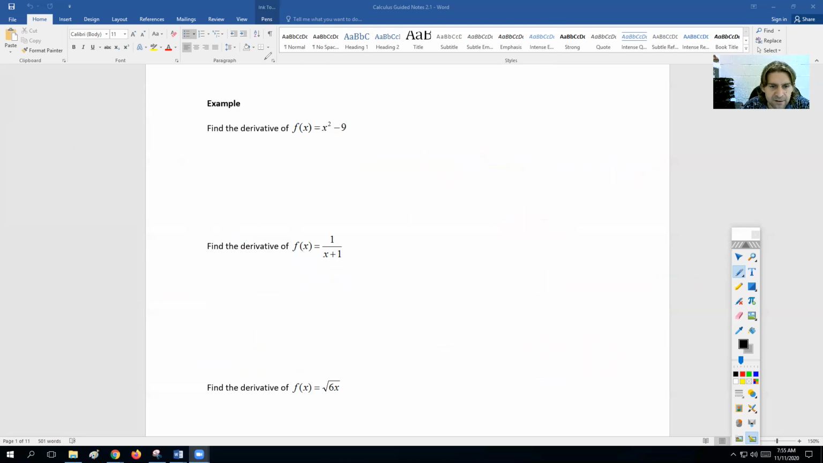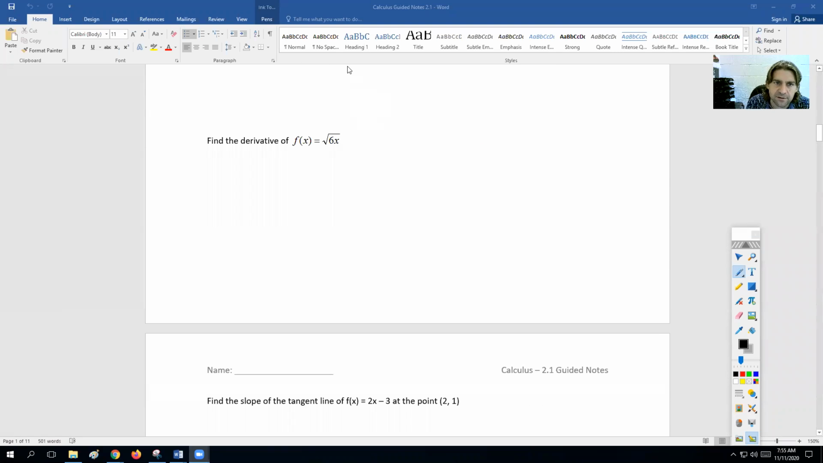All right, next we got a radical here, and we'll have to remember our tricks with the radicals. So let's see, we're going to have the limit as delta x approaches 0 of f of x plus delta x. So this is going to be radical 6 times x plus delta x, minus radical 6x all over delta x. All right, so when we had radicals, we had to multiply by the conjugate. Radical 6 times x plus delta x plus radical 6x on the top and on the bottom.